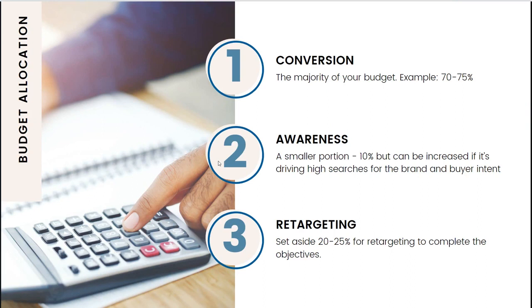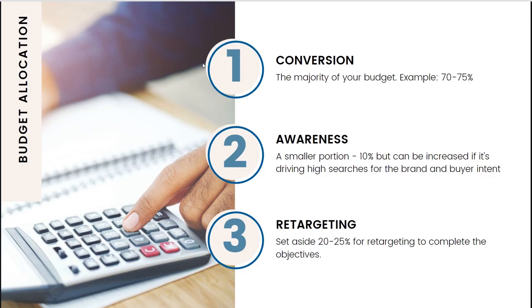Let's just take $100 a day because it's a nice round number. What I would do is allocate it amongst three different categories. One is conversion. That's, for example, trying to get people to enter their email addresses to download a guide or something like that. So that would be a conversion campaign. And I would put the majority of your budget towards that, for example, about 70 to 75%.